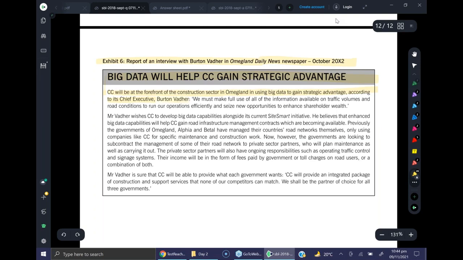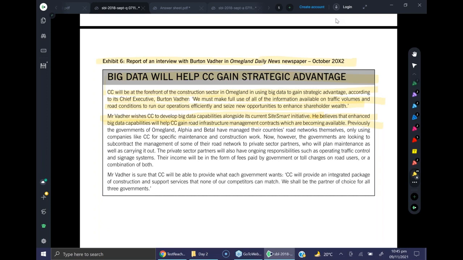Burton says we must make full use of the information available on traffic volumes and road conditions to run our operations efficiently and seize new opportunities to enhance shareholders' wealth. Mr. Vader wishes CC to develop big data capabilities alongside its current Site Smart initiative. He believes that enhanced big data capabilities will help CC gain road infrastructure management contracts, which are becoming available. How? Because big data helps you to identify what the customer wants, the patterns are identified, right, which can help you to forecast your demand, etc., and arrange resources. So all of these things.